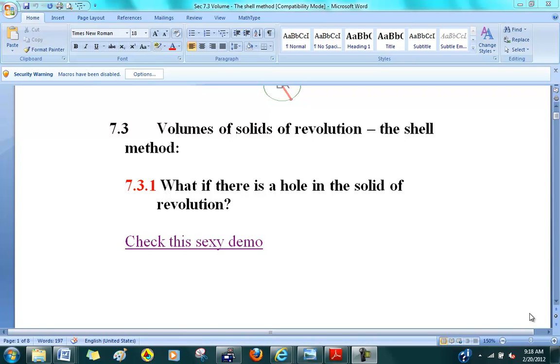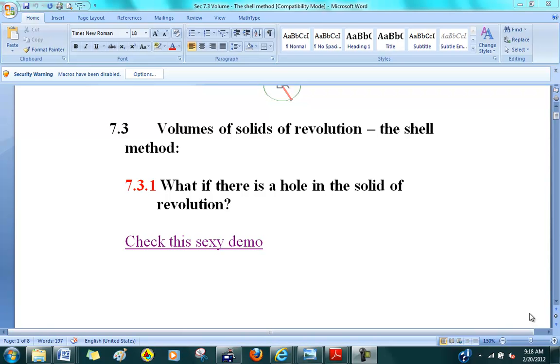So this video is going to be on 7.3C, the last section of 7.3, and we introduce yet another method of finding the volume of a solid of revolution. And this particular method, called the shell method, is useful when you have a hole in the solid of revolution.